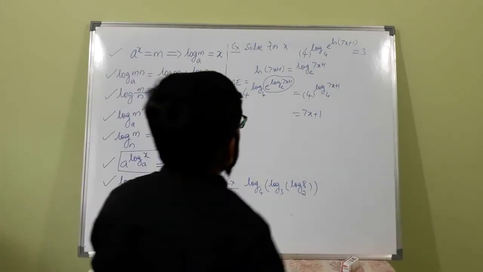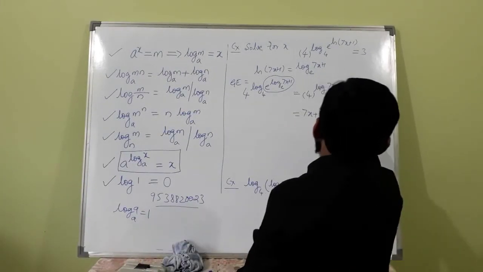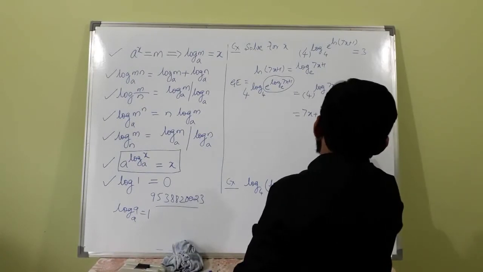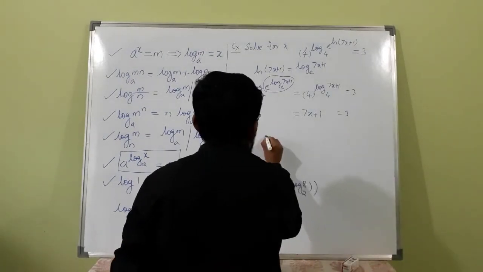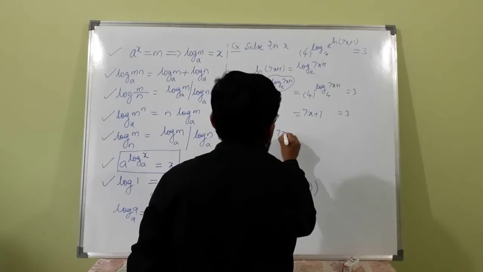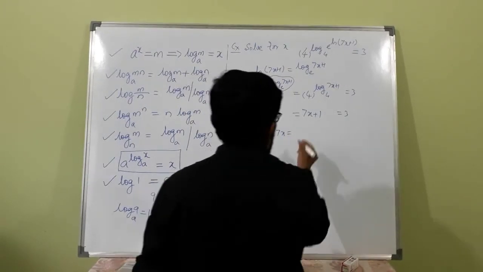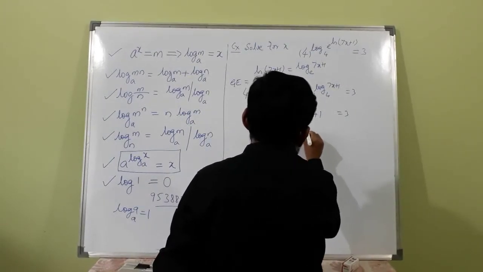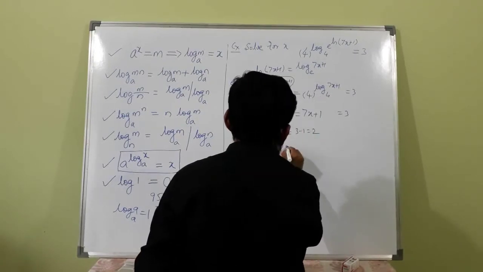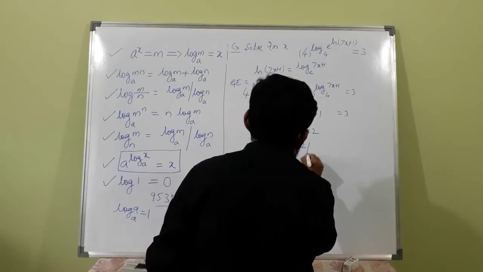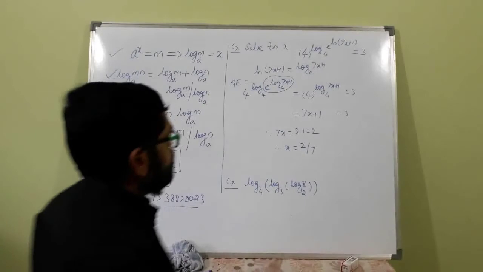This is equal to 3, that is given. Therefore 7x is equal to 3 minus 1, which is equal to 2. Therefore x is equal to 2 by 7.